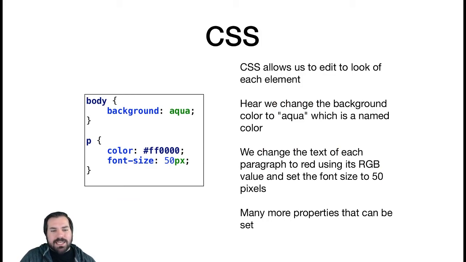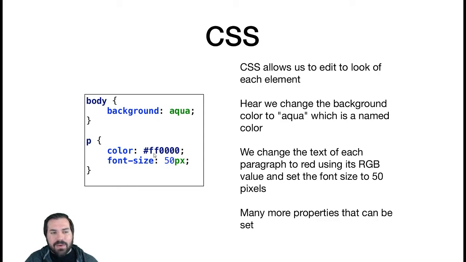So here's our first sample of CSS. And I'm just going to dive into some of the syntax with that. In the CSS, we're going to specify an element name, an element type, rather, and then start adding properties to it. So here, I want to say the body of this page, set the background to aqua. Aqua is a named color in CSS. CSS has some pre-built named colors in it. Aqua is one of those named colors, so we can set the background to aqua using its name. I'm also going to say every paragraph, the text should be red.